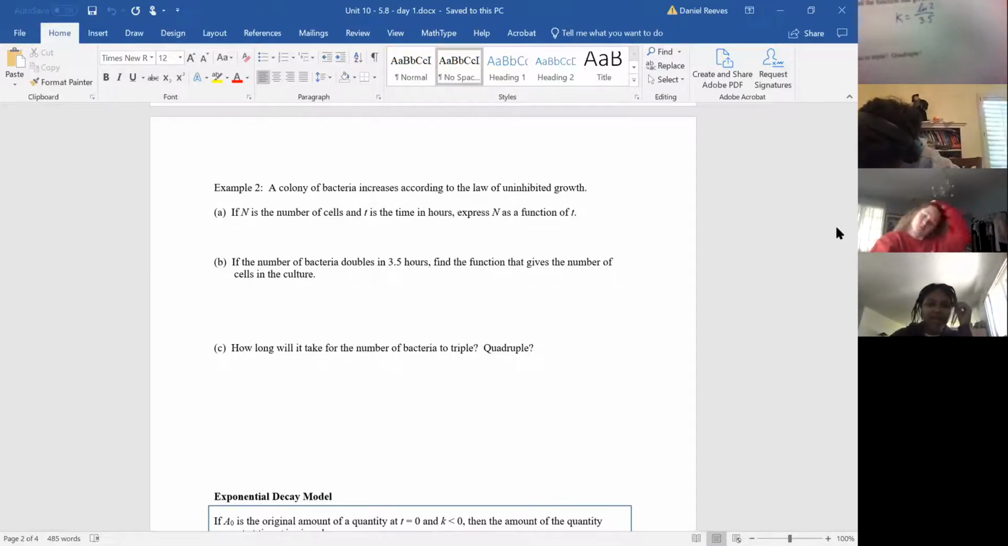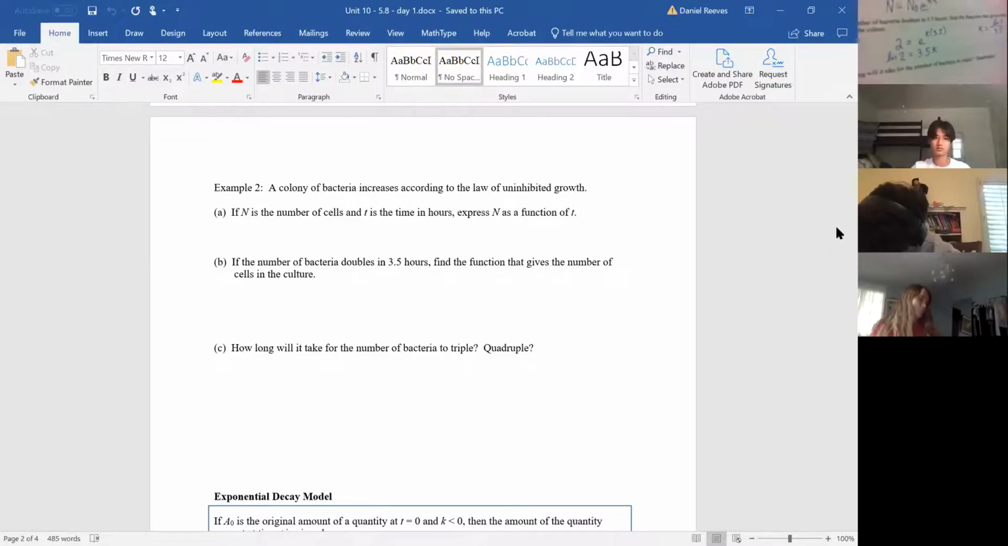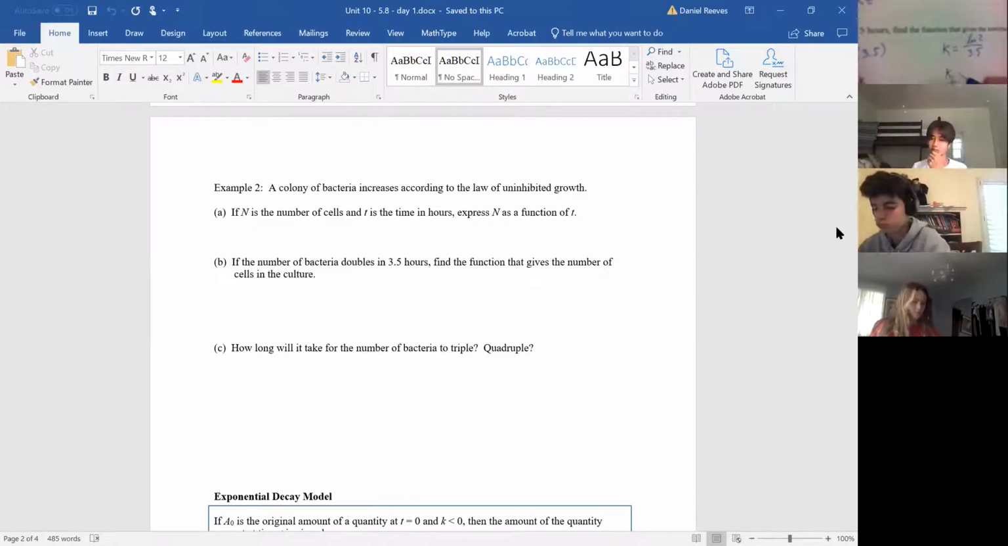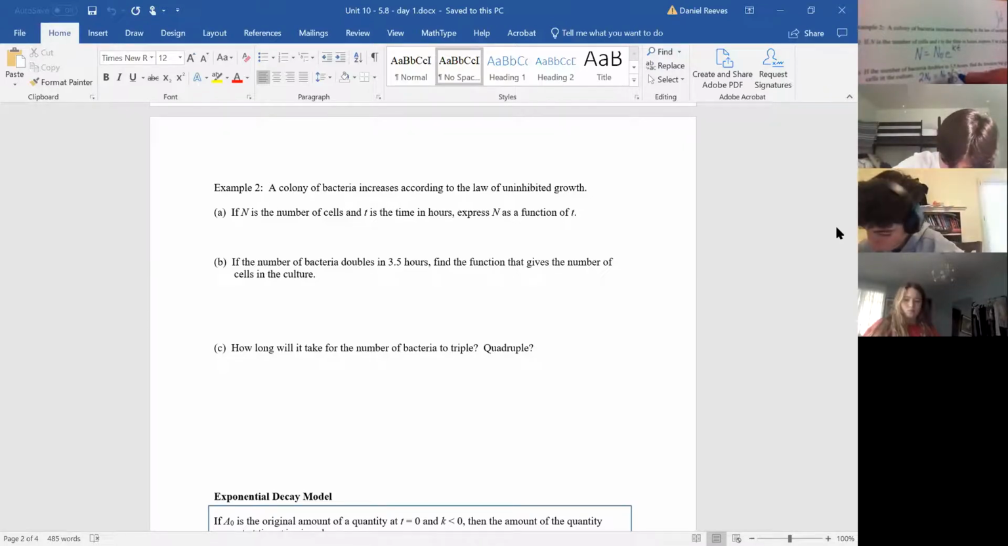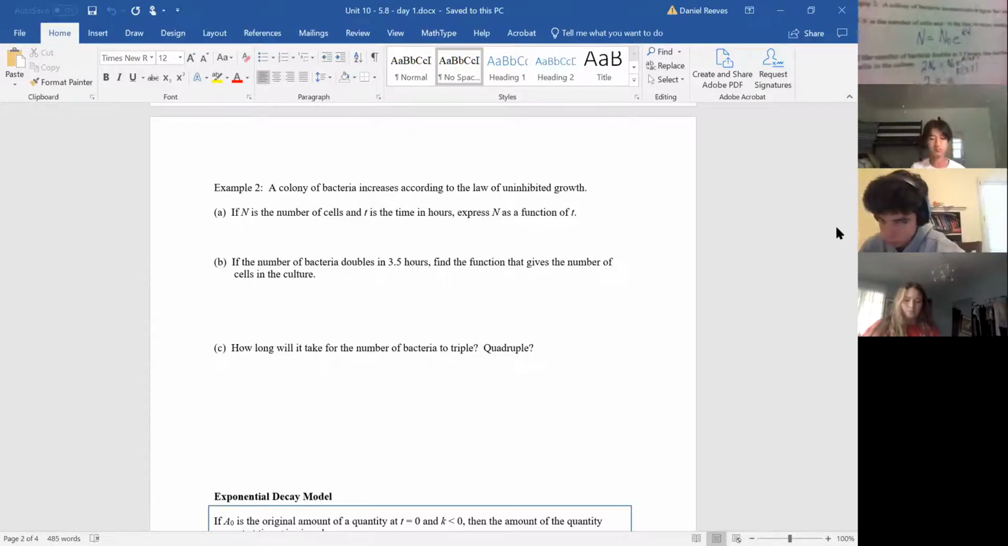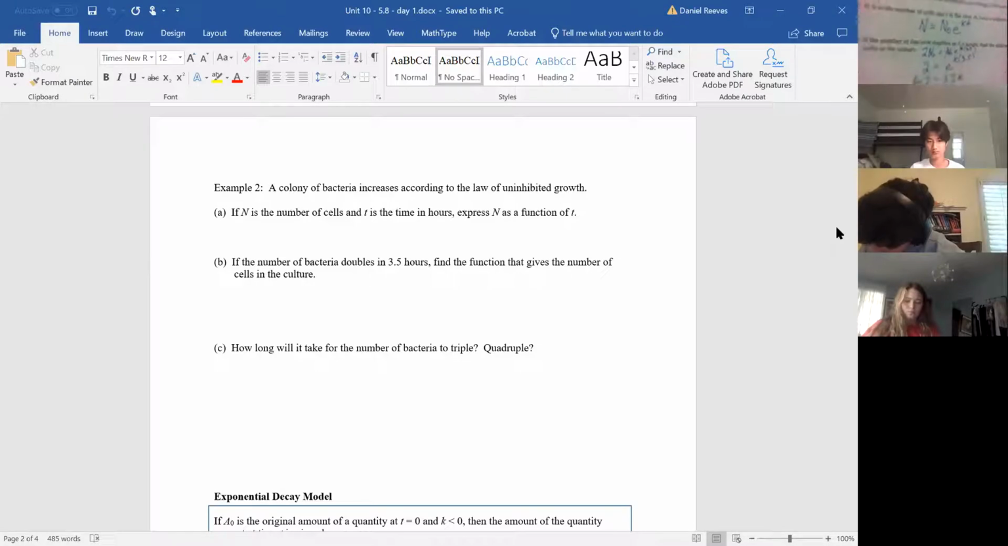Wait, Mr. Reeves, I'm still a little bit confused about how you got rid of the N naught. Okay, sure. Let me just write this down real quick. K is approximately 0.20, with a little bit of rounding in there. So if it doubles in 3.5 hours, then I would say 2 times my original amount equals my original amount, e to the k times 3.5. But to go from here to here, I just divide by N naught, and those go away.